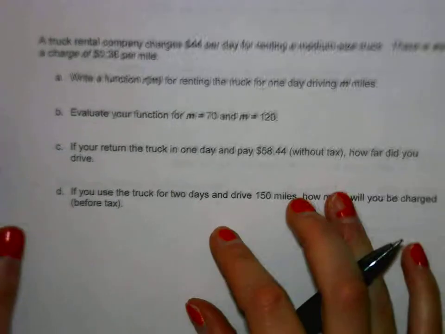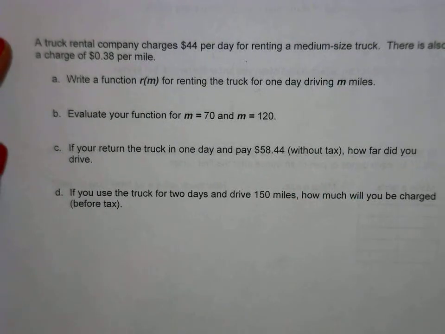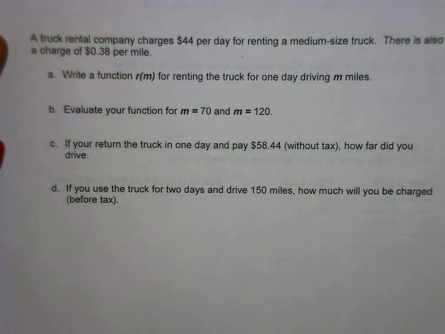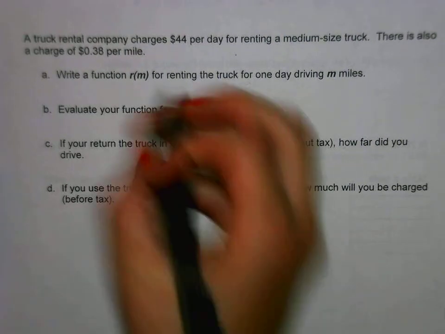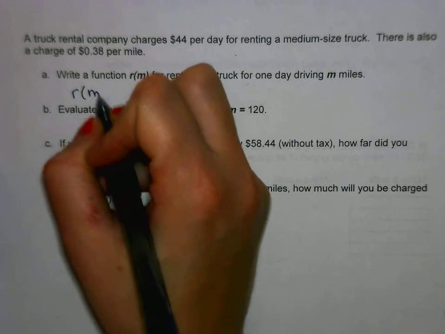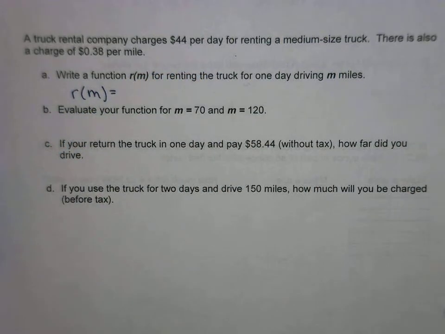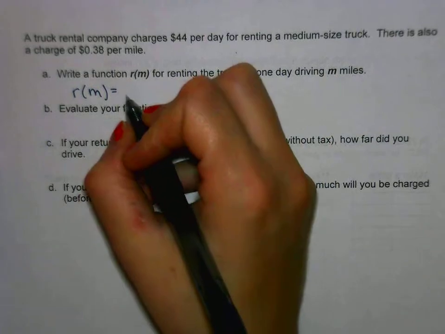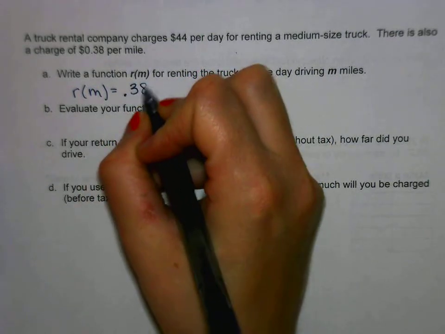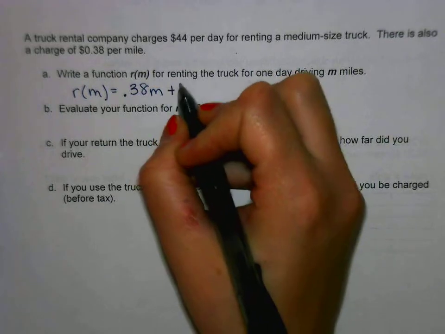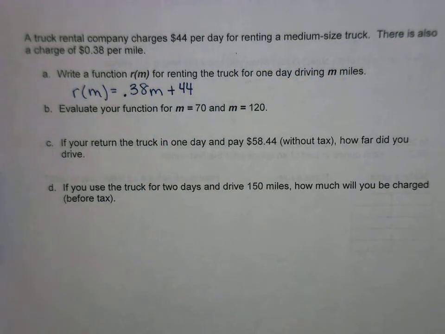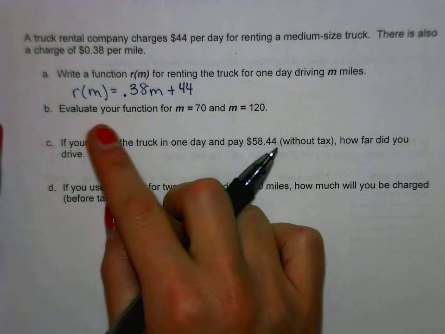So let's take a look at a truck rental company that charges $44 per day for renting a medium-sized truck. There is also a charge of 38 cents per mile. So we need to write a function R of M for renting the truck for 1 day. So I know I'm being charged 38 cents for every mile driven, plus we're being charged $44 for the day. So let's evaluate our function.